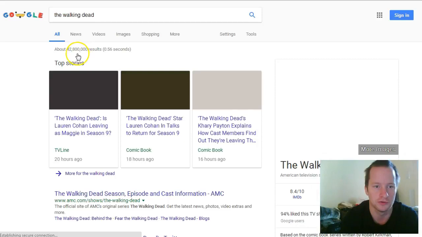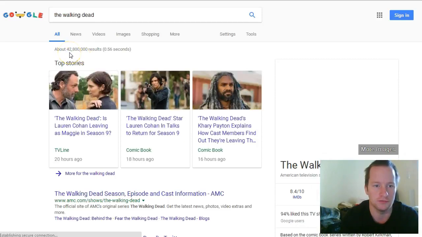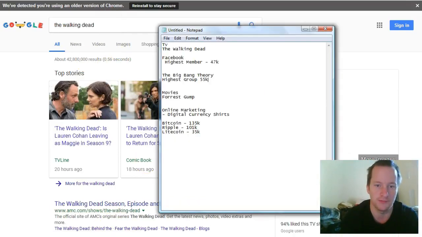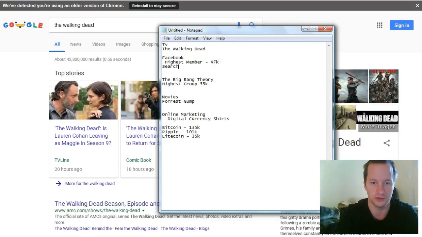Okay, so it resulted in about 42 million results for just The Walking Dead. So we can get that from that. So let's type that in here. Search results was 42, and that's just a very broad search right there. We got 42 million search results for The Walking Dead.